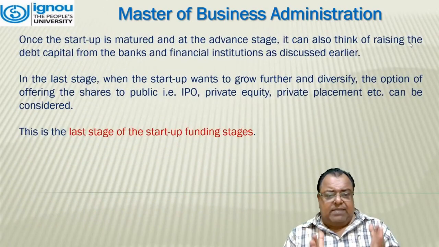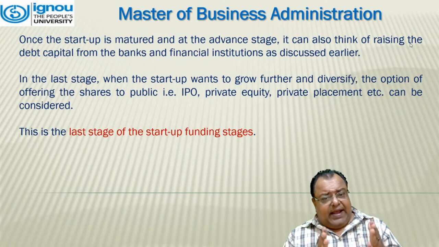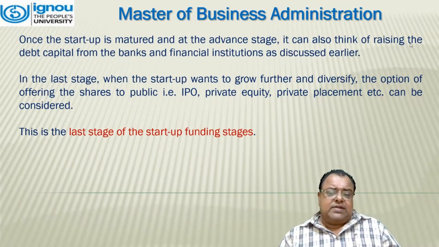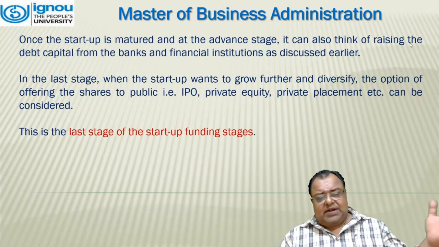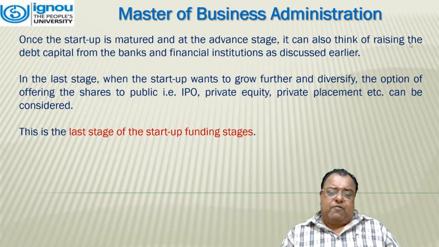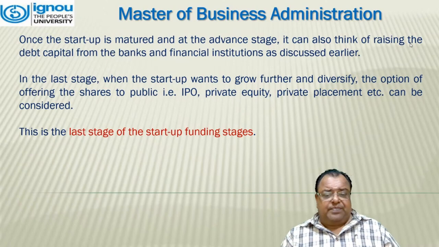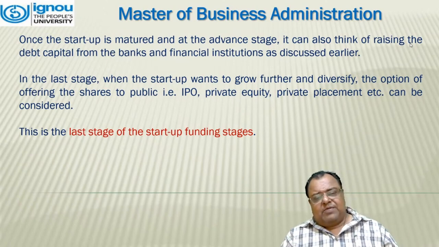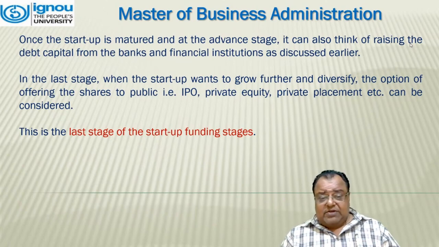Once the startup is mature and at the advanced stage, you can also think of raising the debt capital from the banks and financial institutions as we have discussed earlier. In the last stage, when the startup wants to grow further and diversify, the option of offering the share to public, that is IPO, private equity, private placement, etc., can be considered. And this is the last stage of the startup funding stages.